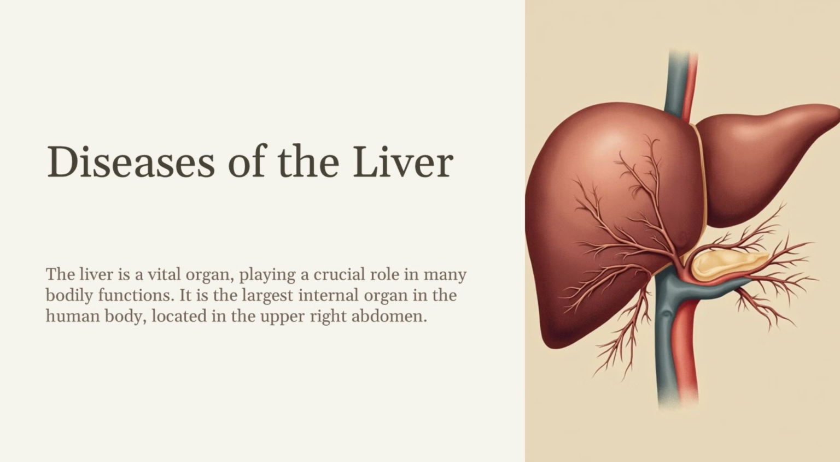It is the largest internal organ in the human body, located in the upper right abdomen, just behind the rib cage. This detailed anatomical illustration shows the liver's lobes, blood vessels, and other key structures in a vibrant color scheme, helping us understand its complex anatomy.